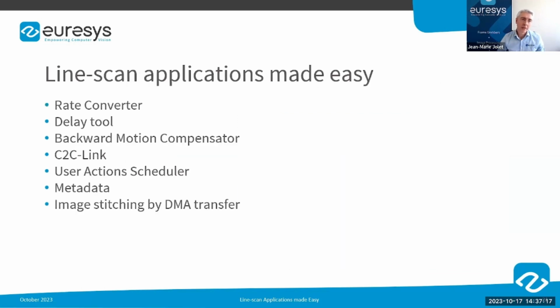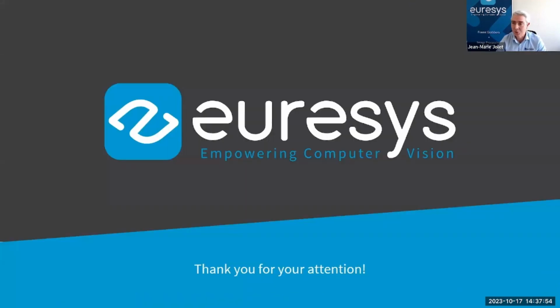Okay, so as we have seen, the requirement for motion makes the development of line scan applications a bit more complex compared to area scan applications. However, we have seen in this presentation that thanks to the rate converter, the delay tool, the backward motion compensator, C2C link, the user action scheduler, metadata, and of course the full control over the DMA transfer, using Euresys frame grabbers to develop line scan applications definitely makes it much easier. And this concludes my presentation.